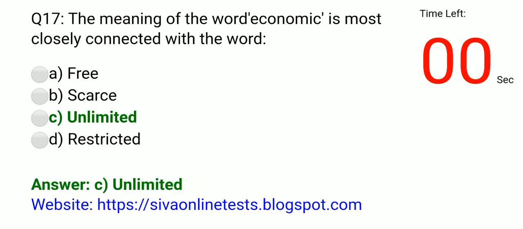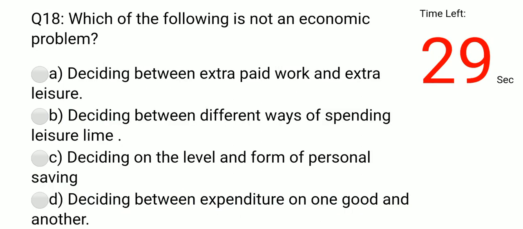Answer. C. Unlimited. Question 18. Which of the following is not an economic problem? Options. A. Deciding between extra paid work and extra leisure. B. Deciding between different ways of spending leisure time. C. Deciding on the level and form of personal saving. D. Deciding between expenditure on one good and another.